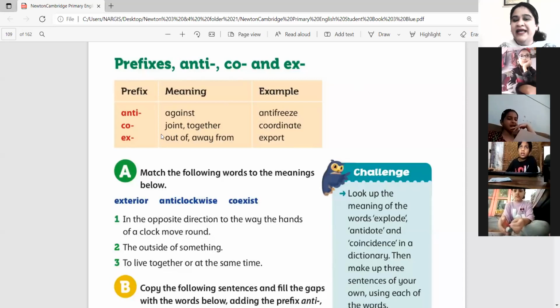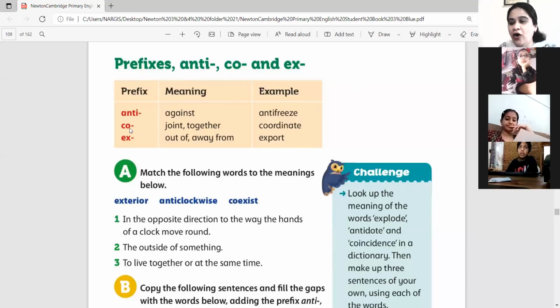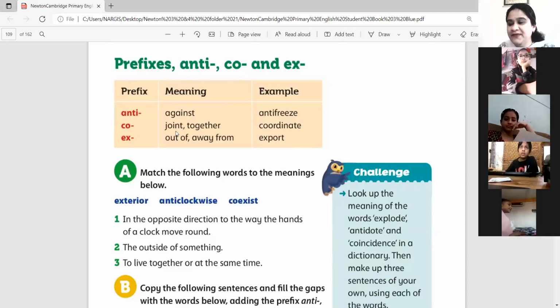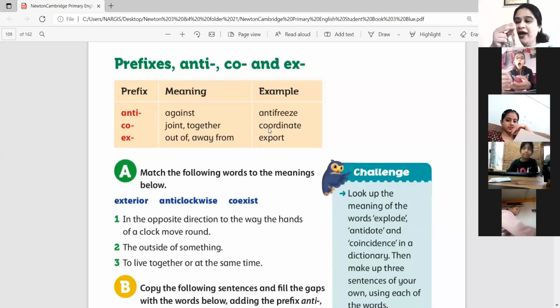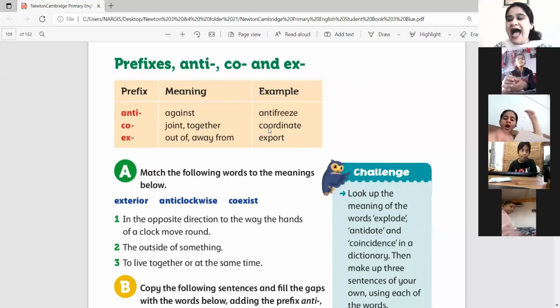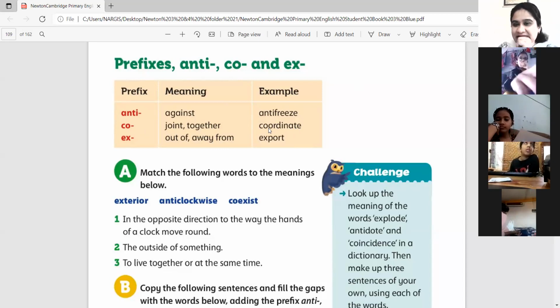Now, next is co. What is co? Co means joint, together. So, first, it was only ordinate, but when you add co, coordinate, it means joint. I coordinated with my senior. I jointly took a decision with my senior. Understood? Here, ex. Ex is out of, away from.